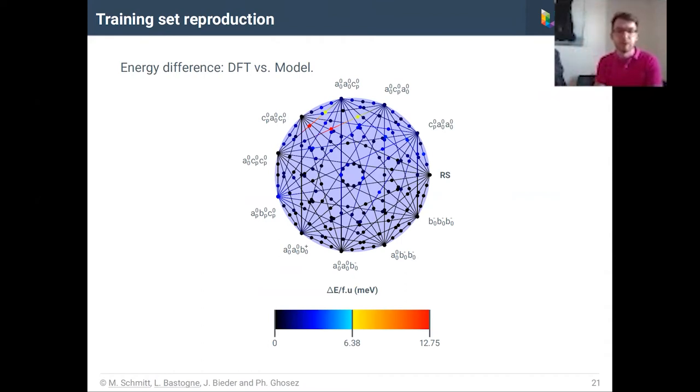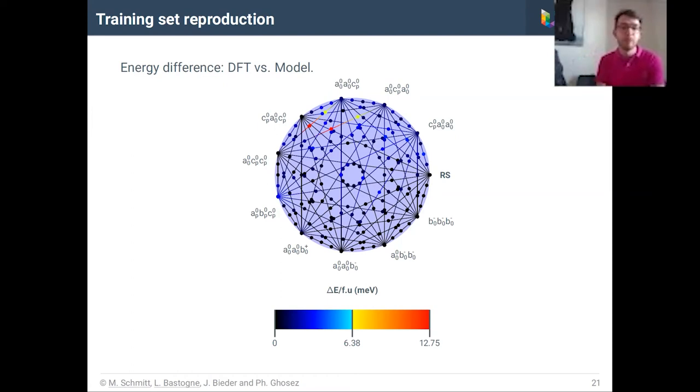And so this is the sketch that I already showed a few minutes ago, where we put a color on the difference between the energy contained in our model and the DFT in the training set. And you can see that the model of lead titanate reproduces quite well the DFT calculation. All the points of the interpolation are blue or black, which is a quite good reproduction of the DFT calculation.